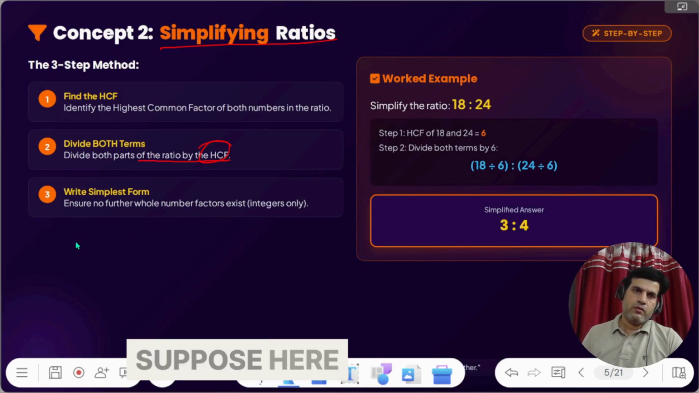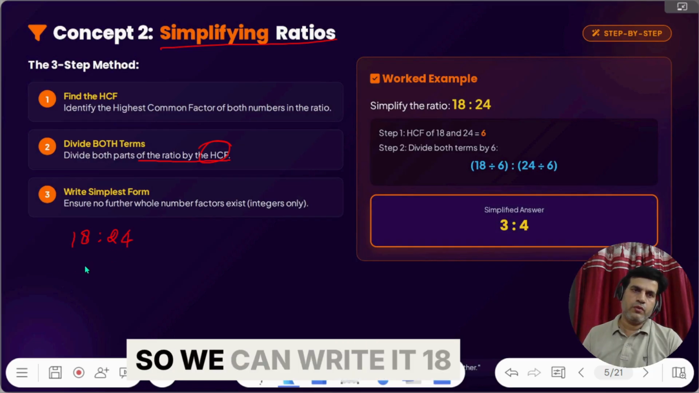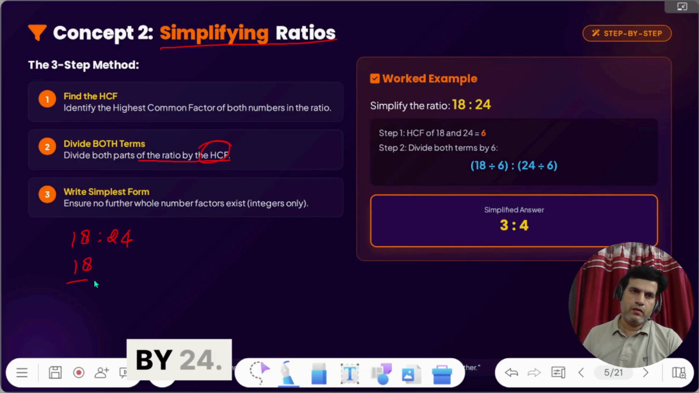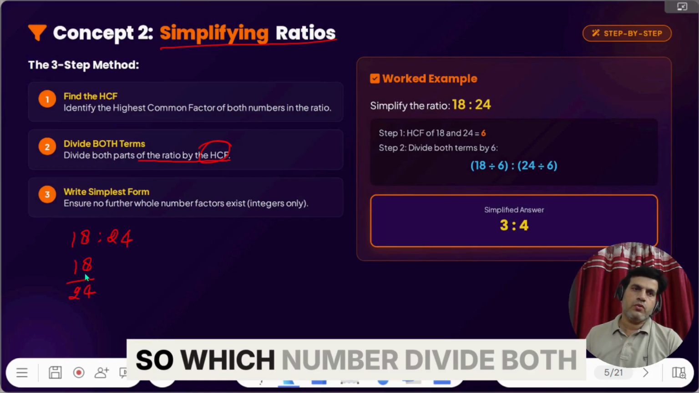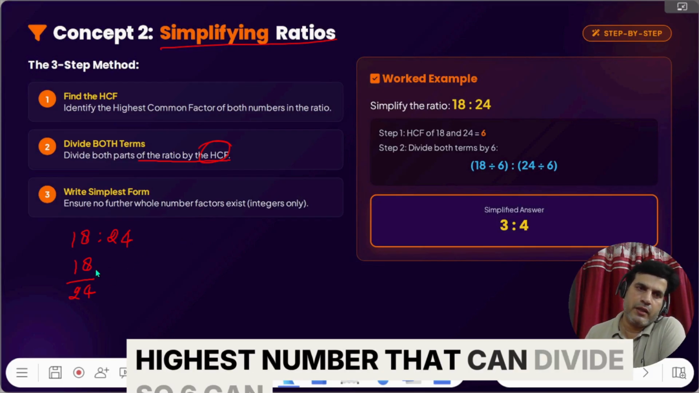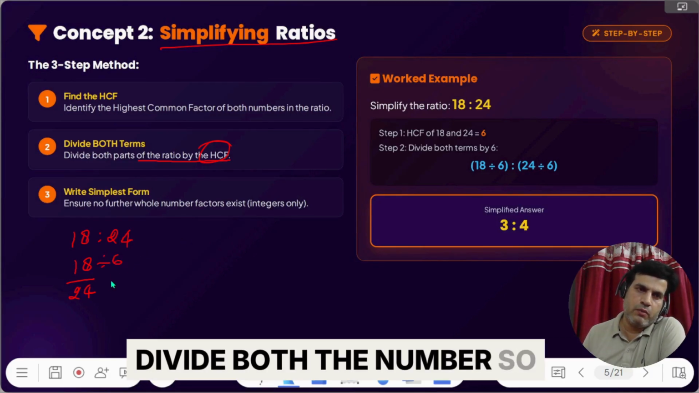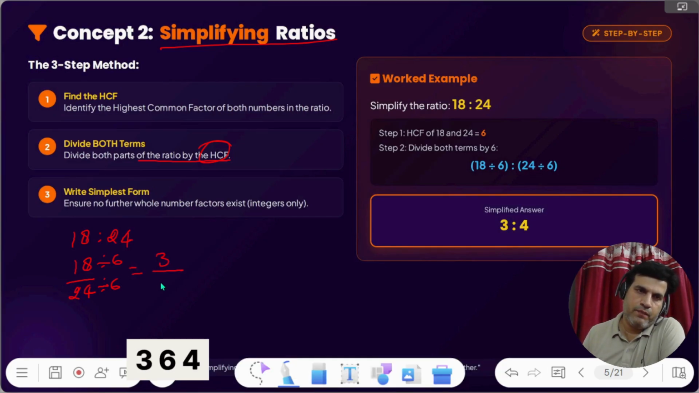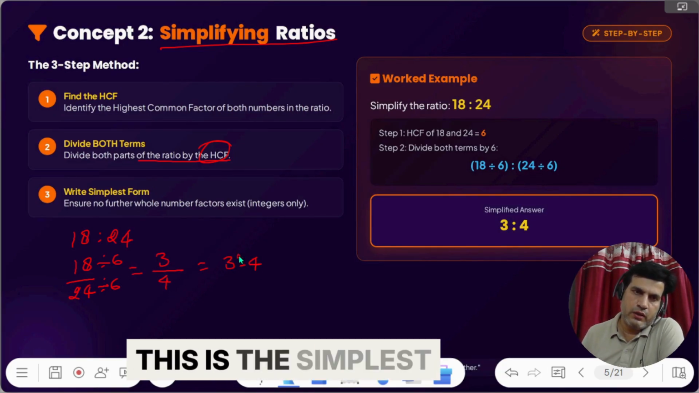Okay, so suppose here is 18 ratio 24, so we can write it as 18 by 24. Which number divides both numbers? What is the highest number that can divide? So 6 can divide both numbers. 18 divided by 6 is 3, 24 divided by 6 is 4. So that is 3 ratio 4. This is the simplest form.